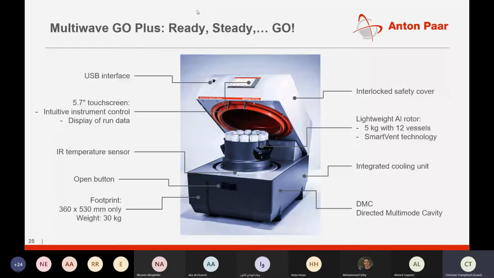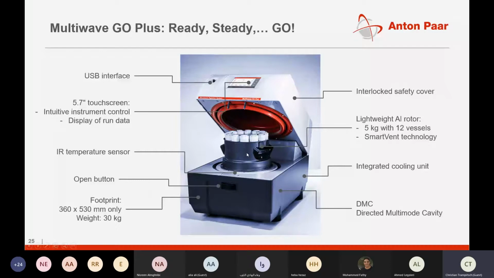Well, again, we have a touch screen. It's a little bit smaller. Again, it allows you to control the instrument, to see the run data, to see the digestion progress. We have a USB interface on top and also at the back of the instrument. We have a safety cover with interlock, so we can only apply microwave when the instrument is closed. We have an aluminum rotor which only weighs 5 kilograms when fully loaded with 12 of the HVT vessels. We have seen them in the movie, so they're handled in the same way.